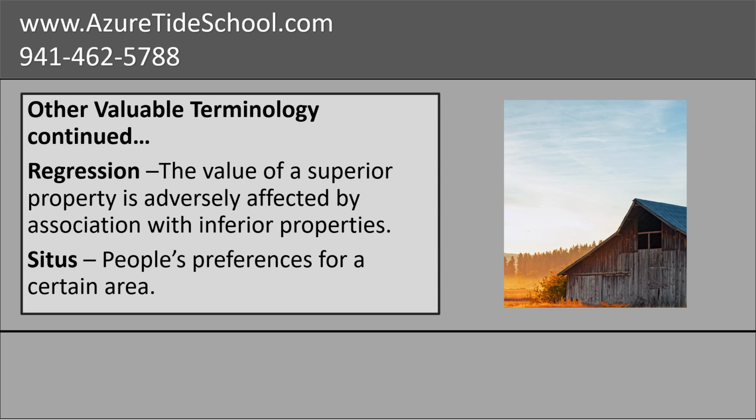Additional appraisal terms to know, continued. Regression. The value of a superior property is adversely affected by association with inferior properties. Situs. People's preferences for a certain area.